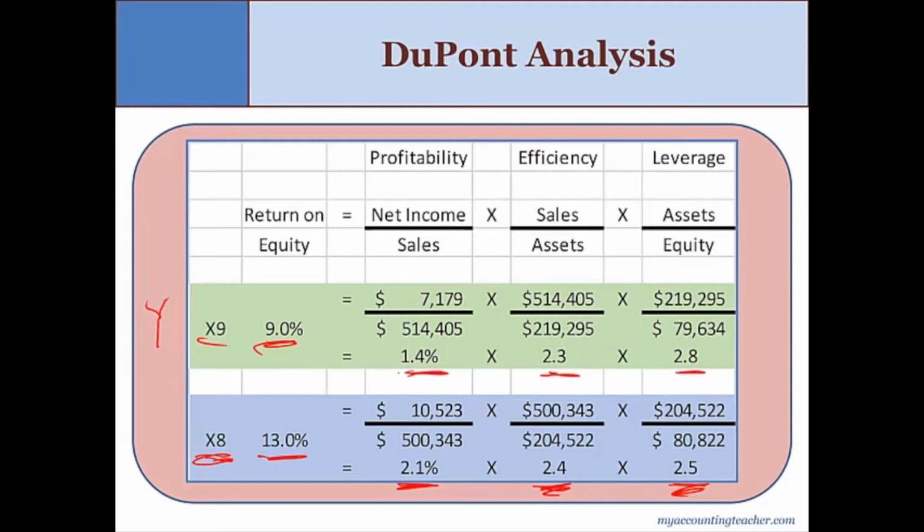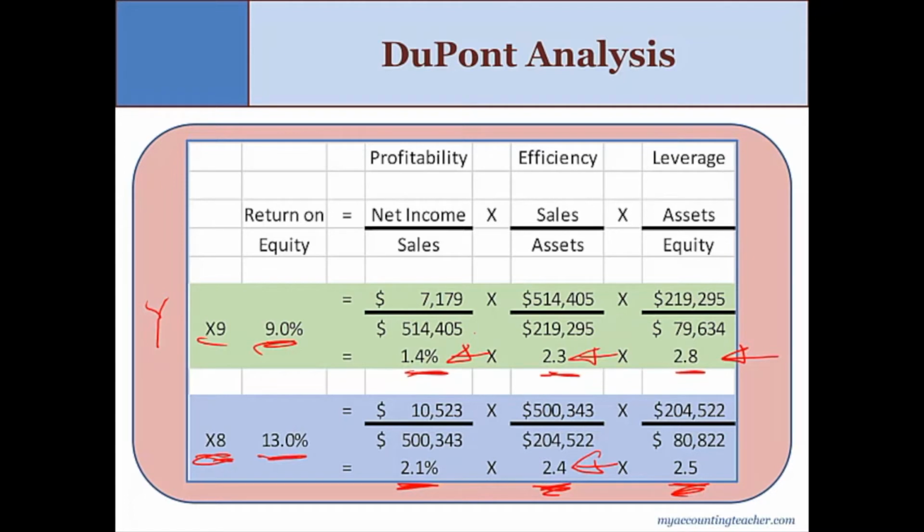So to answer the why question, was it because in X9 the company had less leverage? No. Actually, leverage had increased from 2.5 to 2.8. Was it efficiency that was the reason for the decline? A little bit. 2.4 down to 2.3, so they were a little less efficient. They used leverage more effectively. They were a little less efficient, but the big reason they had a lower return on equity, their profitability dropped from 2.1% down to 1.4%.